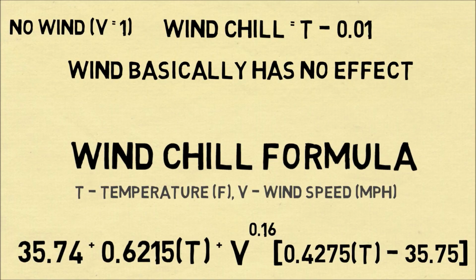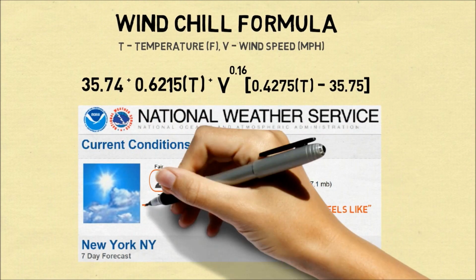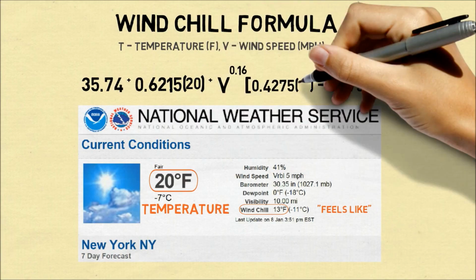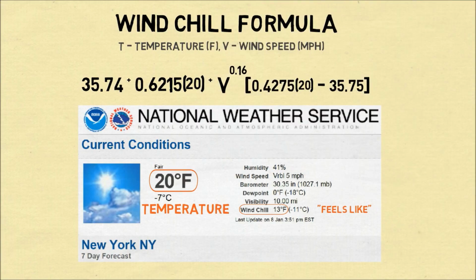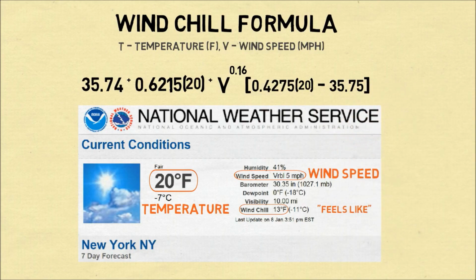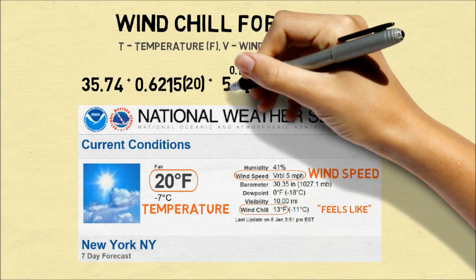However, when there is a lot of wind, this V to the power of 0.16 is going to have an effect. So let's look at what happens when the temperature is 20. We'll substitute 20 for T, T equals 20. And we'll look at the other variable of wind speed. Here we have a wind speed of 5 miles per hour. So we're going to take that term of V and we're going to set V equal to 5.